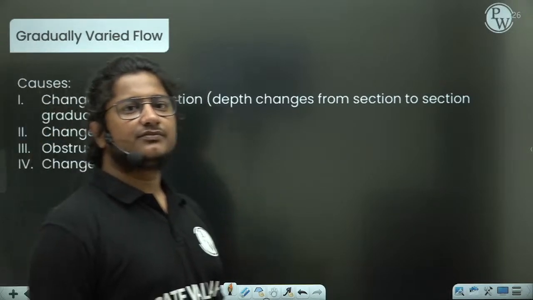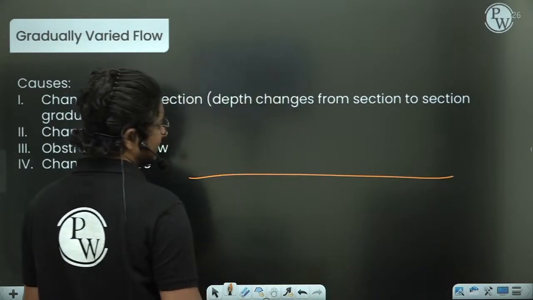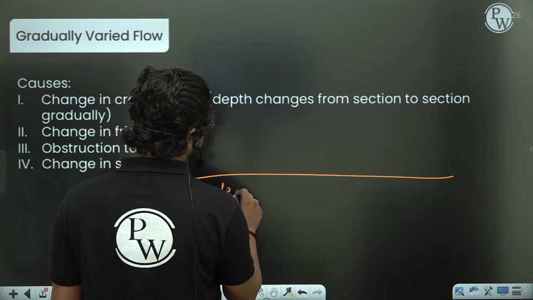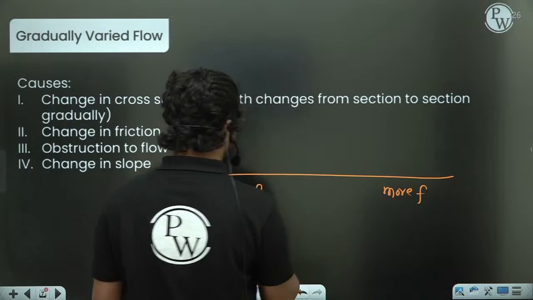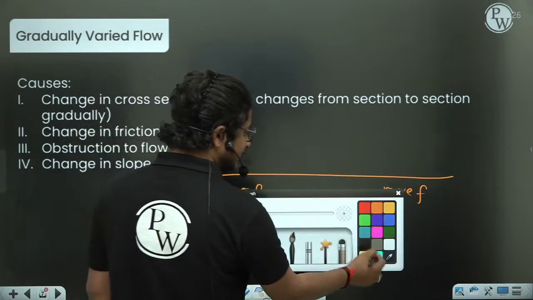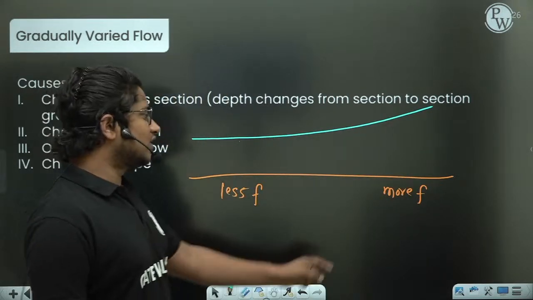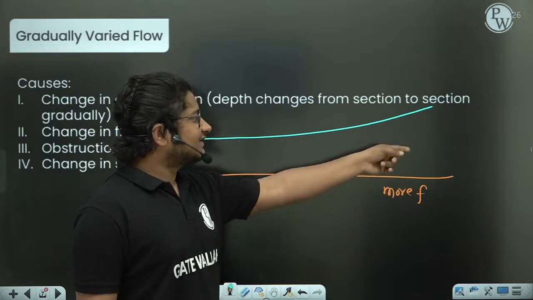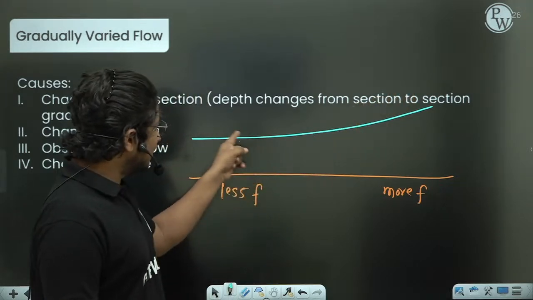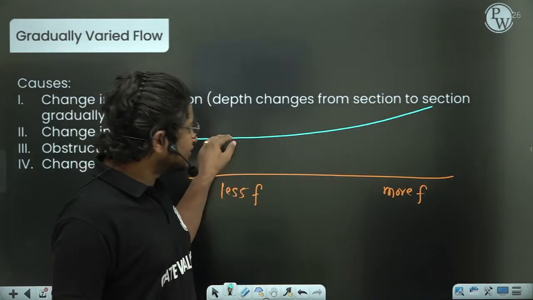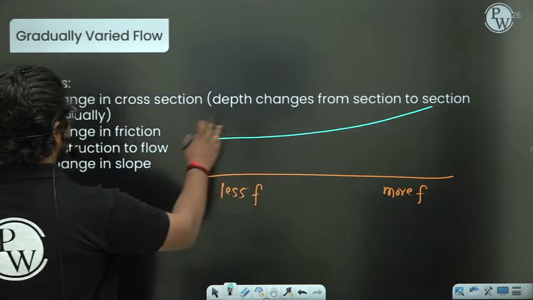Second is the change in friction. Change in friction means what? For example, this is a channel bottom. Here we have less friction and here we have more friction. Then what will happen to the depth? You will find there is an increase in the depth. Why? Because if there is more friction, the velocity will be less, so the area of the cross section will be more. Here the velocity will be more, so the area of the cross section will be less. So you can see there is a change in the depth because of the change in friction also. So here also the GVF is caused.